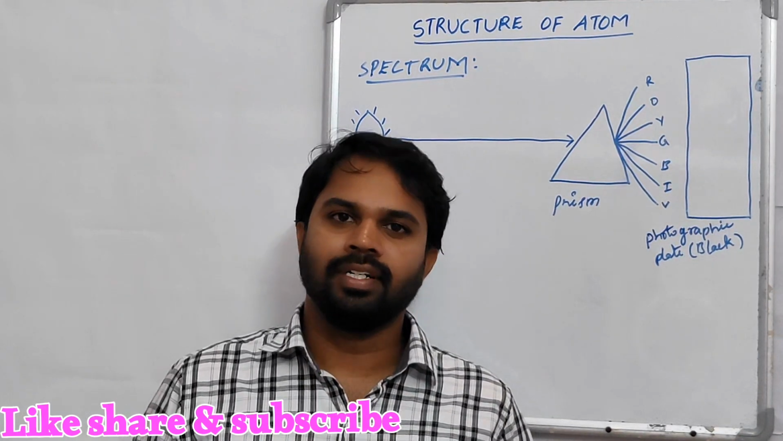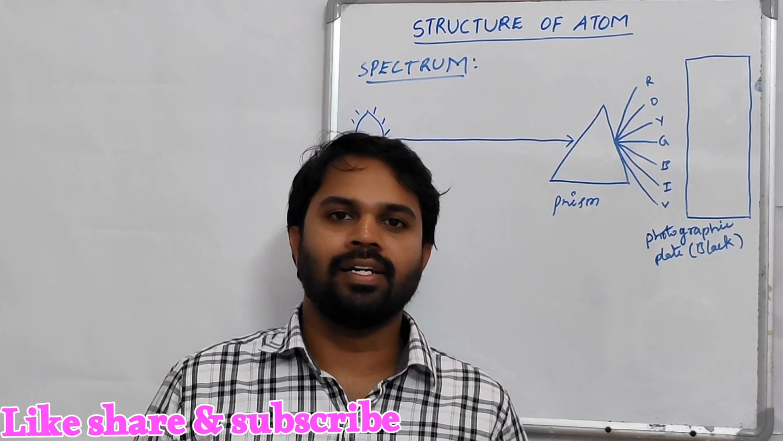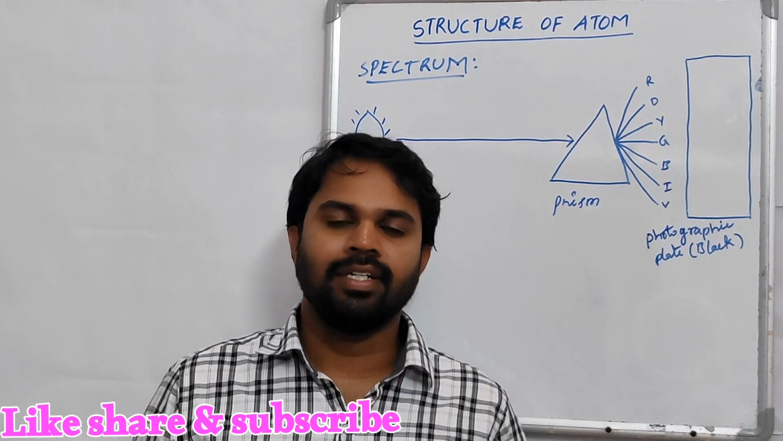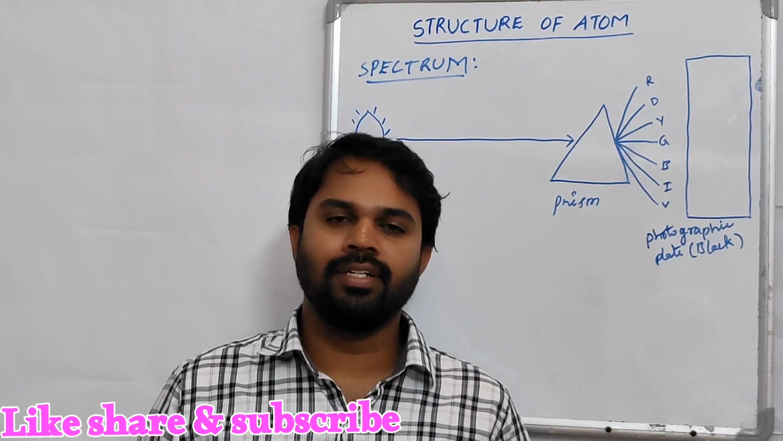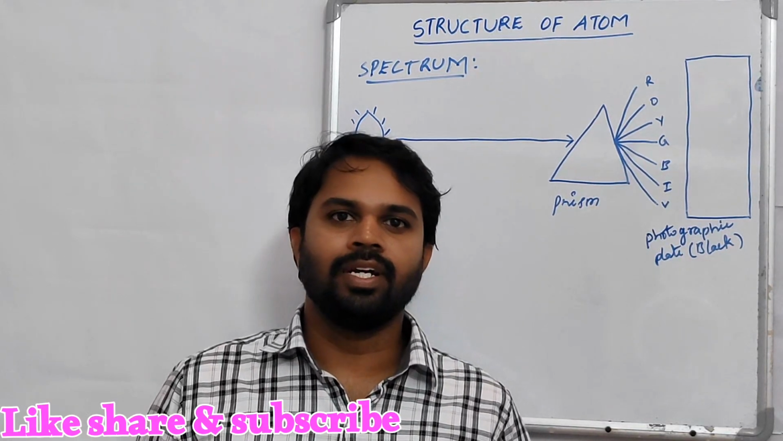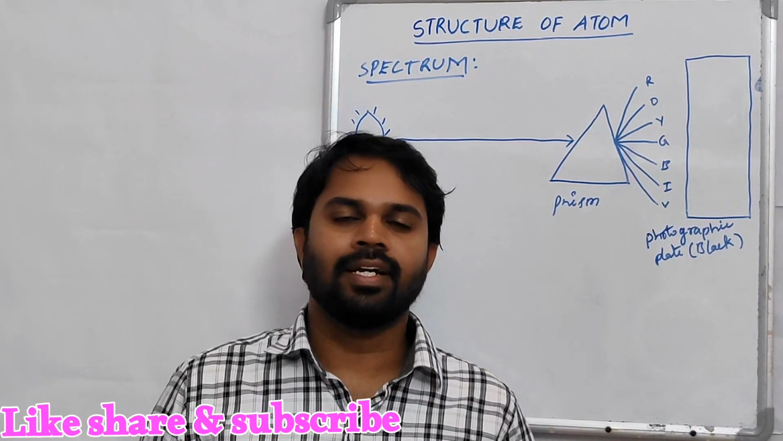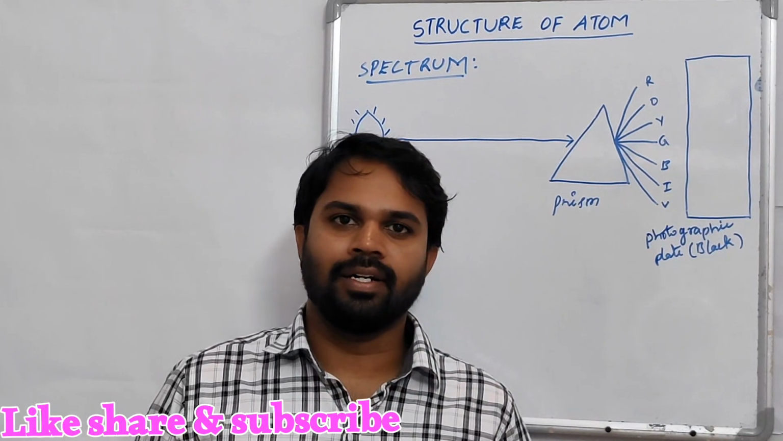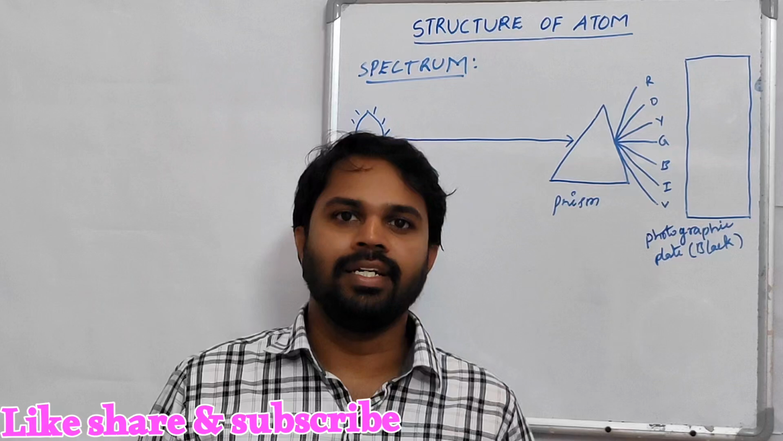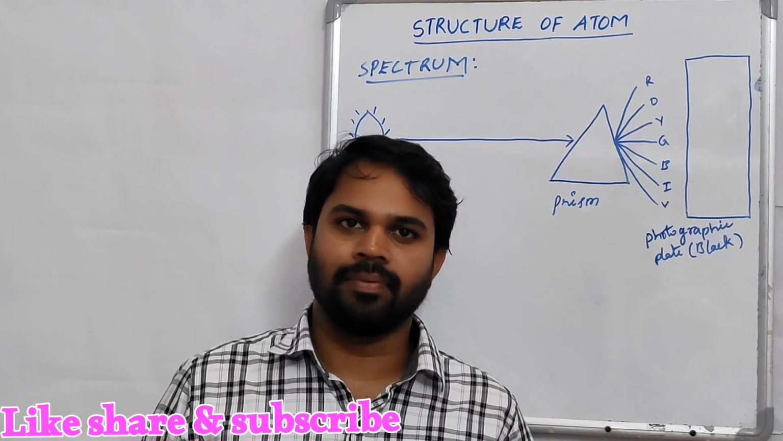If you remember, in our last class, we discussed the particle nature of electromagnetic radiation. In that, we covered black body radiation, Planck's quantum theory, and the photoelectric effect. Today, we shall be discussing the second development towards Bohr's model, that is atomic spectra. And the second topic is a detailed explanation of the hydrogen spectrum.